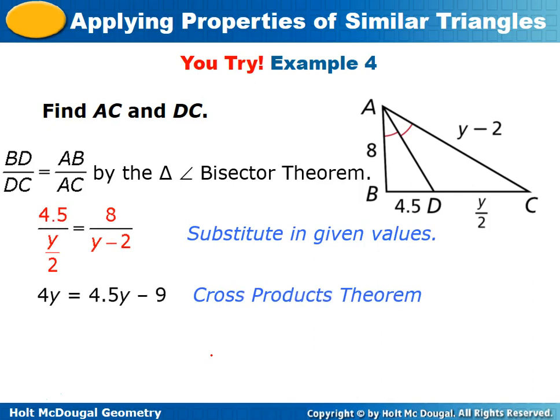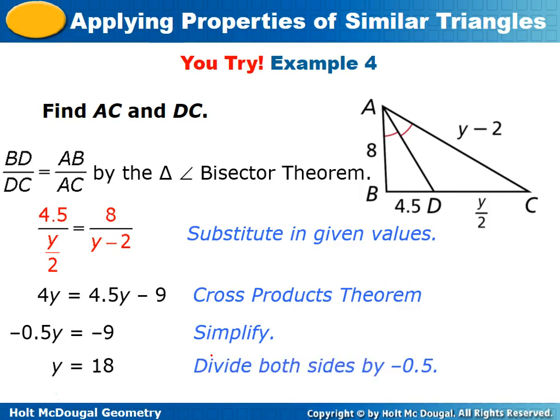When we cross multiply, when we multiply y over 2 times 8, that's 1/2 y times 8. Half of 8 is 4. And then we do 4.5 times y, that's 4.5y, and 4.5 times negative 2, that's negative 9. Subtract 4.5y from 4y, that's negative 0.5y, and we're going to then divide that into negative 9, so our answer here is going to be 18. Then we have to plug that back in again, remember. So AC would be 18 minus 2, and DC would be 18 divided by 2.